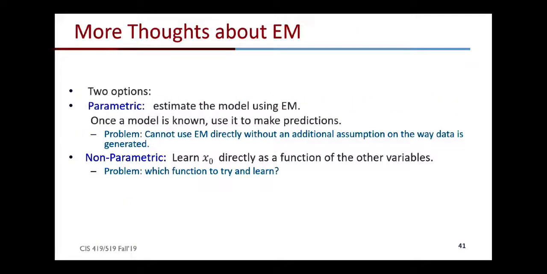Now that I also made this assumption, I really have 2 options. Let's start with the bottom one, the non-parametric option, which you suggested: learn x0 directly as a function of the other variables. But I also have the parametric option. I have a model, or an assumption on a family of models. I can estimate the model using EM. Once I know the model, I have all the parameters, the alpha z's and the pi z's. I can make predictions on any data point that you give me. Right?